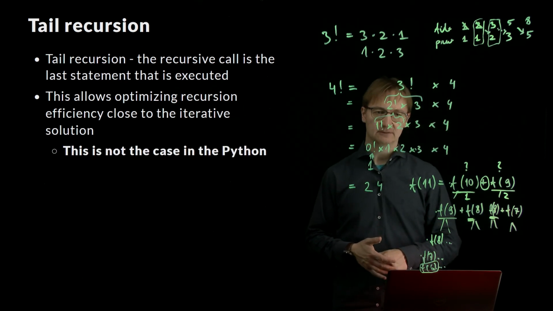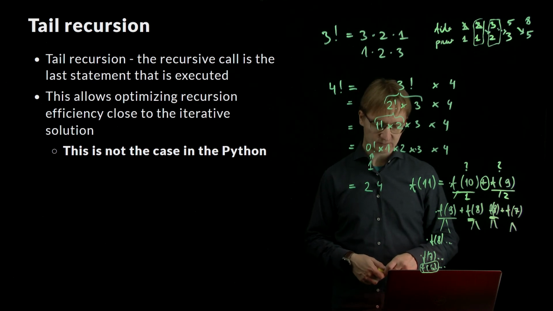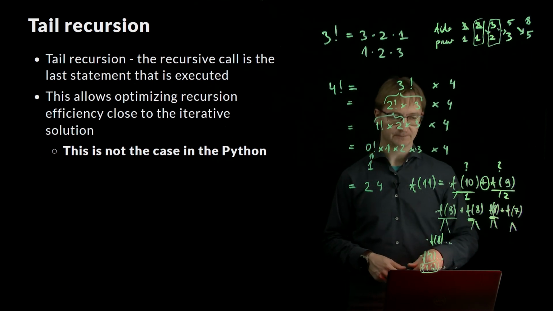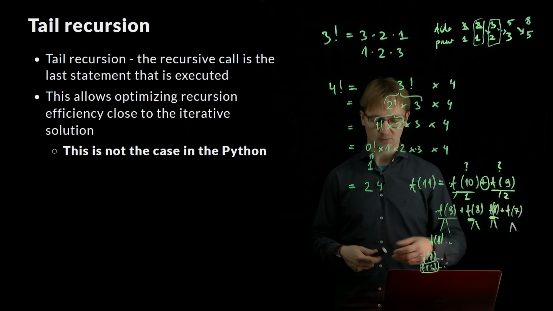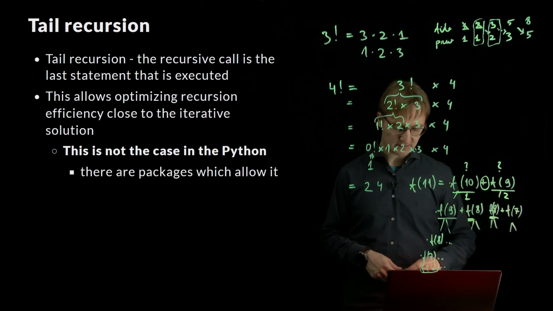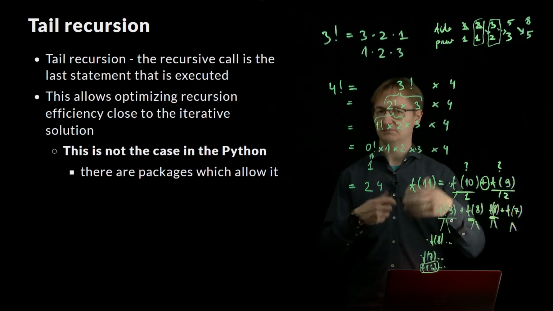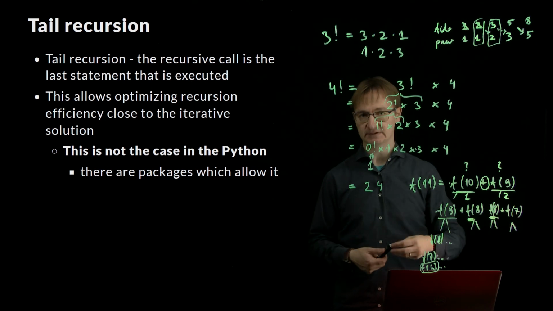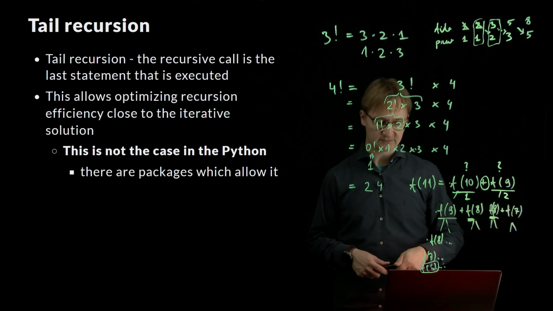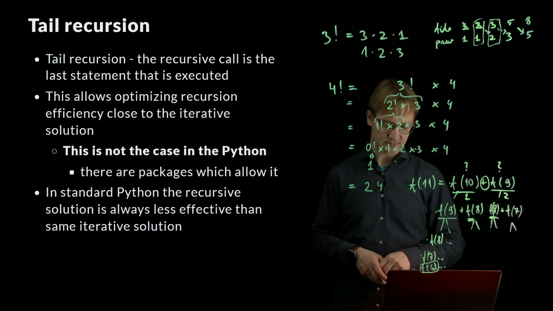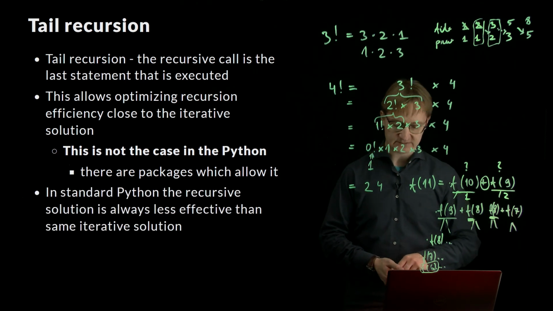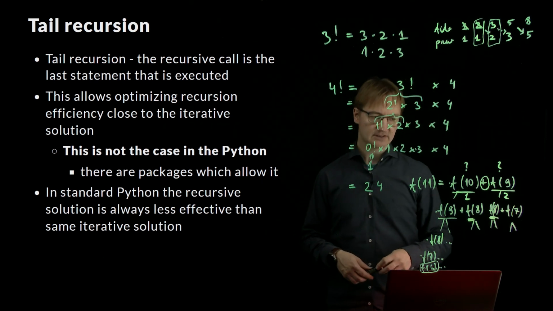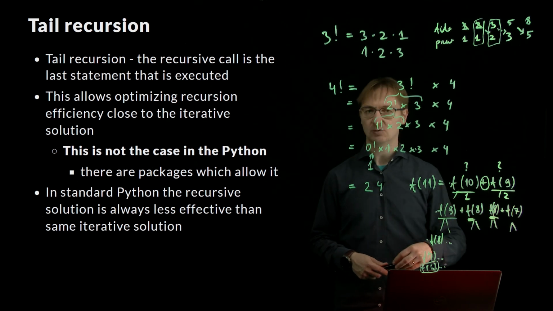But in standard Python, it's not the case. That means that in Python, you cannot use tail recursion to optimize your code, and that has to do with how Python is implemented. There are actually packages which allow it. If you install some additional package to your Python, you can use tail recursion and it's optimized. But otherwise in Python, a recursive solution is always less efficient than an iterative solution. But still the difference might not be so bad.